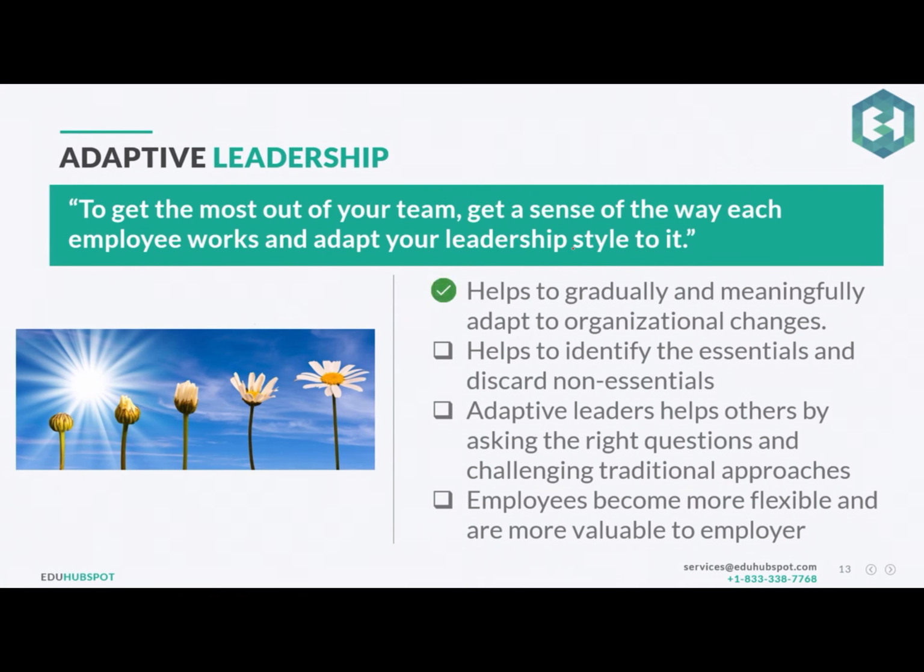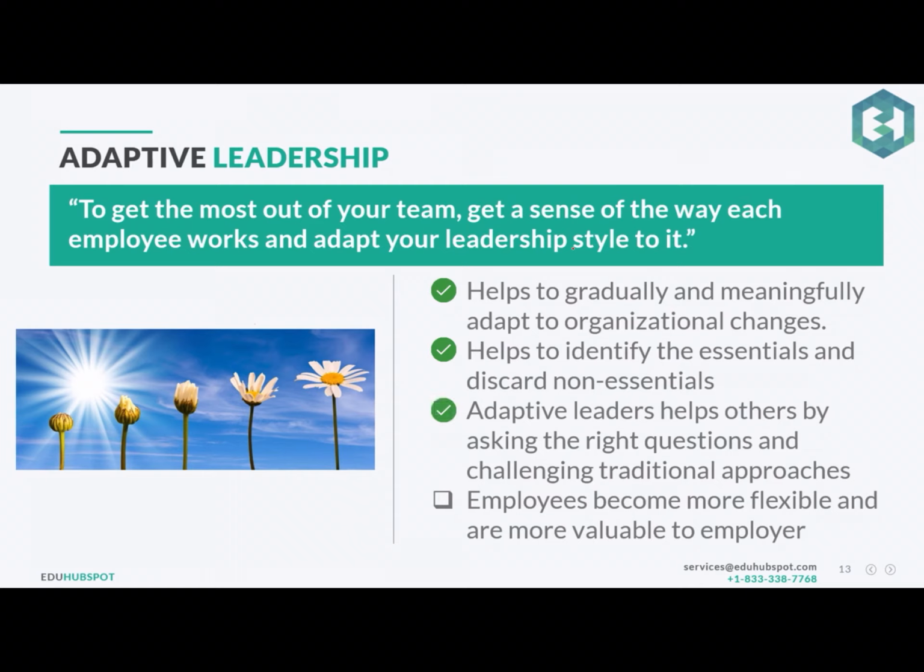Now, if you are in a waterfall model, in a predictive world, and you want to move to Agile, you need adaptive leadership. It helps to identify the essentials and discard the non-essentials. A lot of times, I personally, as a project manager, worked with my team to create unnecessary documentation. Nobody read it. So in Agile, you discard the non-essentials and focus only on the essentials.